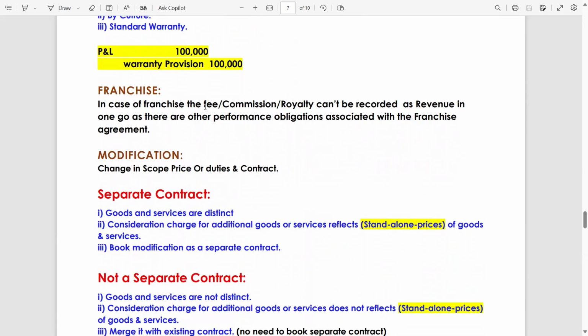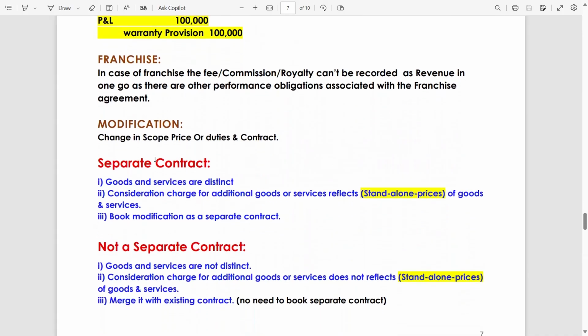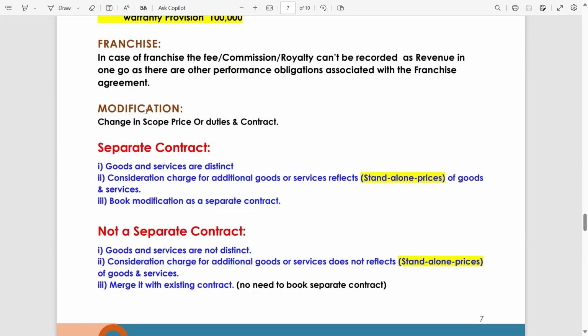Franchise. In case of franchise, the fee, commission, and royalty can't be recorded as revenue in one go, as there are other performance obligations associated with the franchise agreement. Modification: change in scope, price or duties in a contract. If during the year there is a modification, let's say in the price, scope or duties of the contract, then how will you treat this situation?